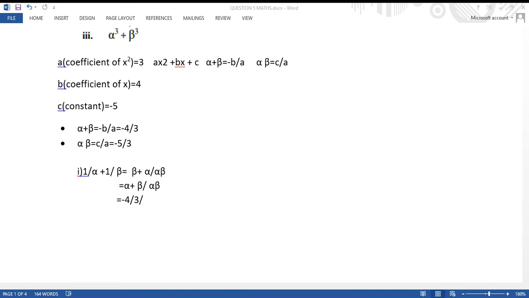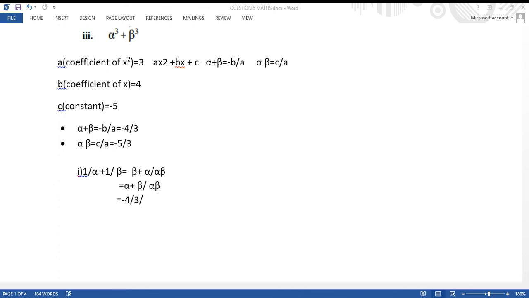So the identity is alpha plus beta cubed minus 3 alpha beta, open brackets, alpha plus beta. Let me just check on my list so that I make sure that's the correct one I've put here. It's correct, sir. Okay. All right.